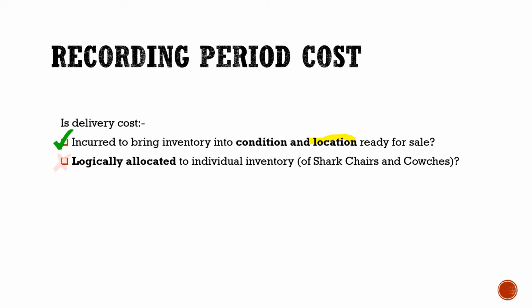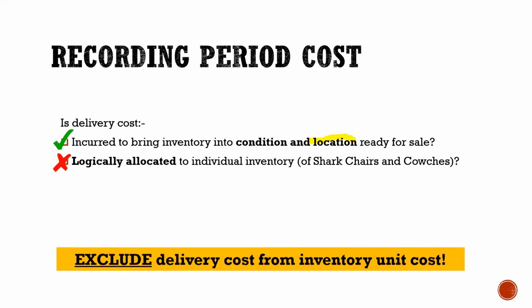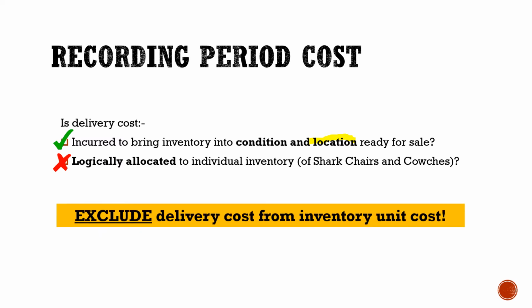This time, no, it cannot be logically allocated to the individual units. The reason being is because both the shark chairs and couches are very different inventory, and it's impossible to reasonably attribute the delivery cost to the shark chairs as well as to the couches. So in this case, we exclude delivery cost from inventory unit cost.